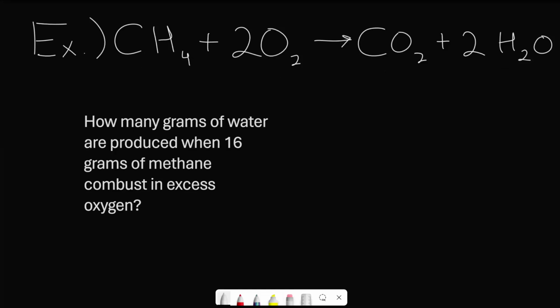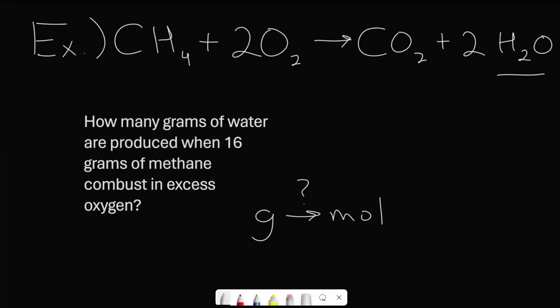So the first question is, what is the mole ratio between methane and water? Since methane is the limiting reactant and water is the product we're hoping to form, then theoretically speaking, the mole ratio is 1 to 2. But how many moles is 16 grams of methane anyways? The first conversion you're going to have to do will be going from grams to moles of methane. And how do we plan on doing this?